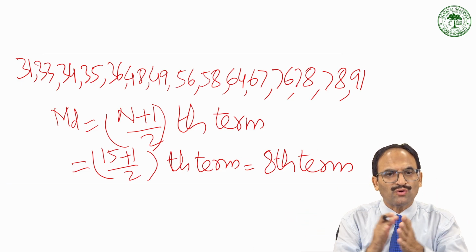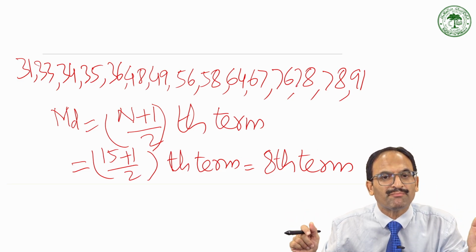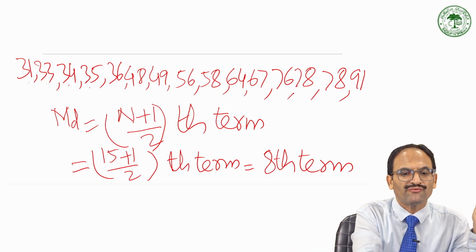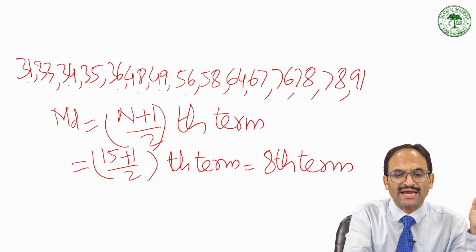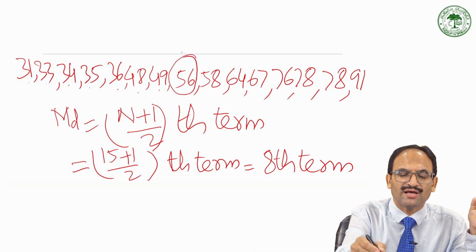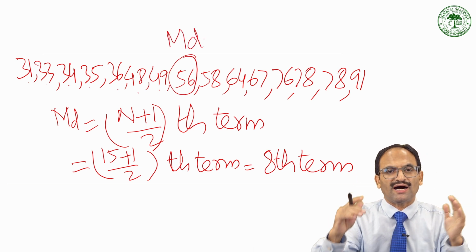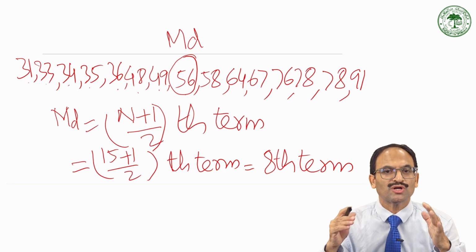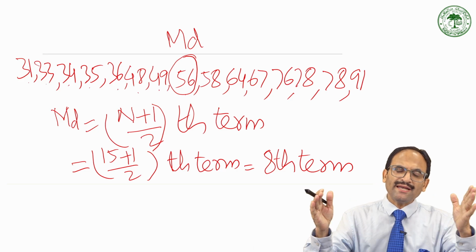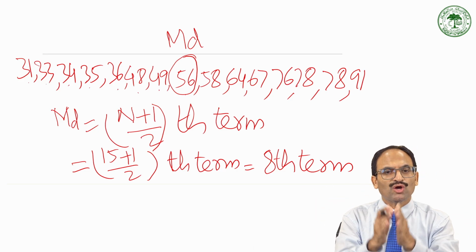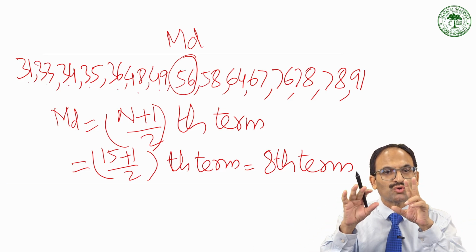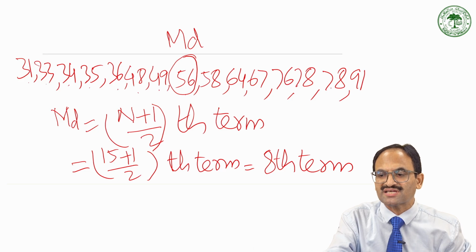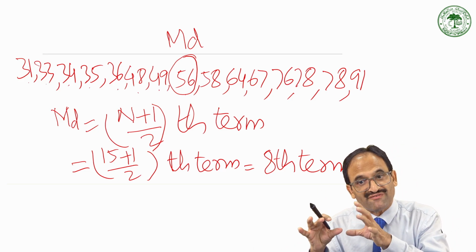So find out which one is the 8th number in the data set. Count from the beginning. So 1, 2, 3, 4, 5, 6, 7, 8. So 8 is this number. So it will be the median of this whole data set. So median has come out to be 56. And again, 56 is that number which is dividing the whole data set into two halves. On the higher side, there are 1, 2, 3, 4, 5, 6, 7 scores which have higher values.